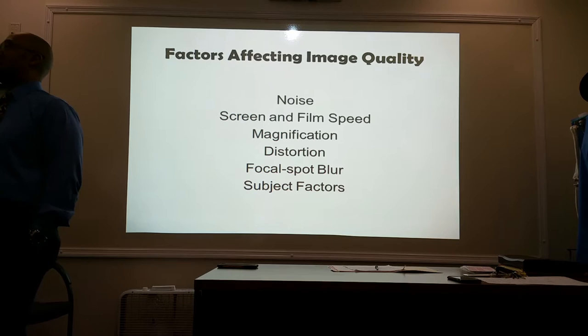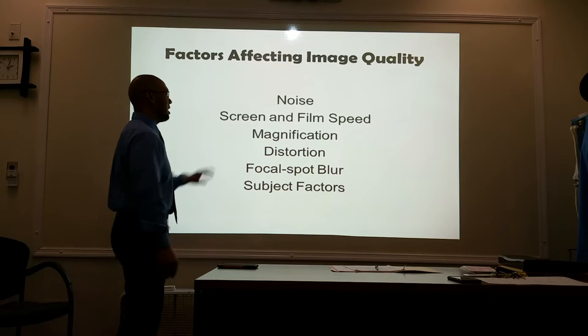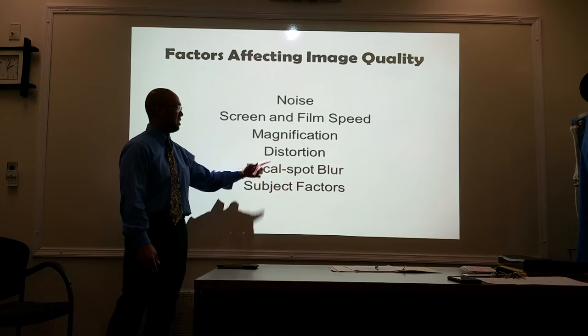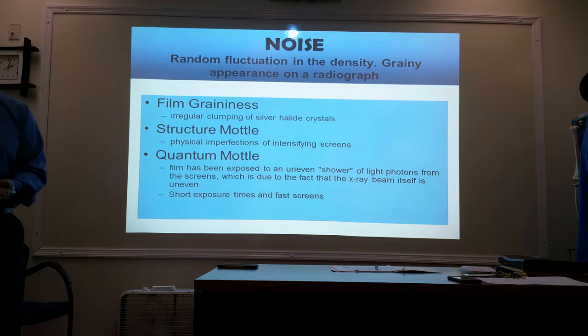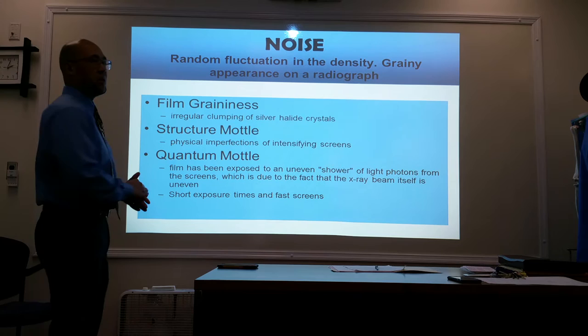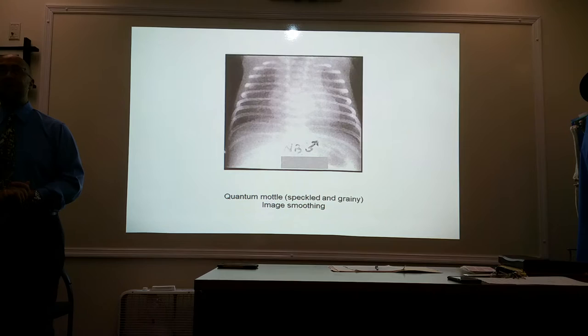All right, factors that affect the image quality. We're going to be talking about noise. We already know about speed, and these are the other ones I'm going to introduce to you: magnification, distortion, focal spot blur, and other types of subject factors. First one here is noise. Noise is a random fluctuation in the density. It generally has a grainy appearance on a radiograph, like here on the next image. It has a grainy appearance.